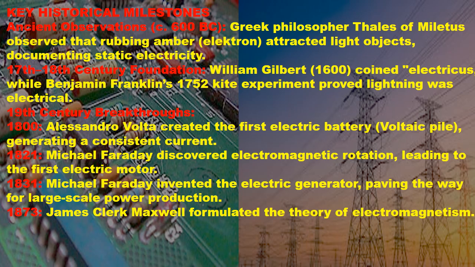19th century breakthroughs: in 1800, Alessandro Volta created the first electric battery. That's why the unit of voltage is named after him, generating a consistent current. In 1821, Michael Faraday discovered electromagnetic rotation, leading to the first electric motor. That's the discovery of the electromagnetic induction principle. Now the unit of capacitance is named after Michael Faraday. Michael Faraday invented the electric generator, paving the way for large-scale power production.